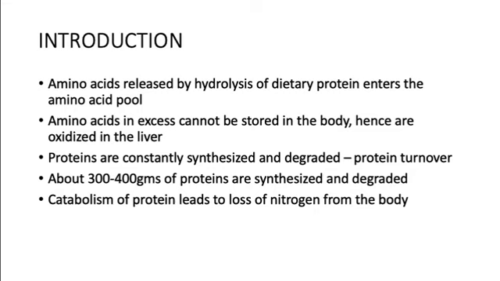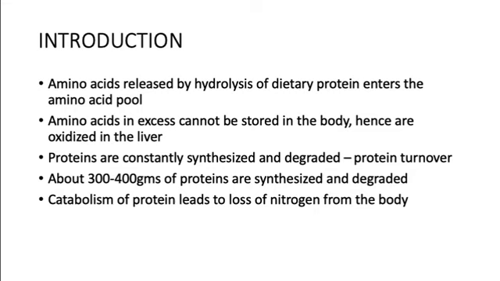Most of these amino acids are oxidized in the liver. Around 300 to 400 grams of proteins are synthesized and degraded. The catabolism of protein will lead to excessive loss of nitrogen from the body. So we also have to know the catabolic pathways of the amino acids. We will be dealing only with the non-essential amino acids that are synthesized in our body.